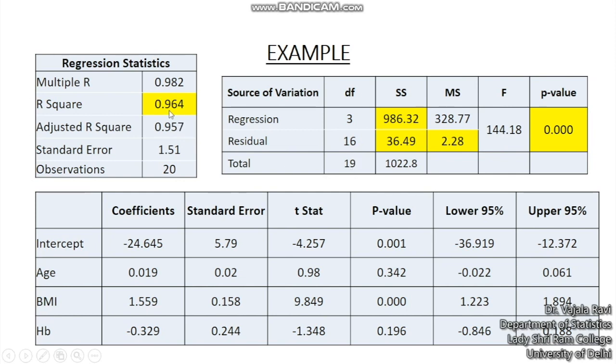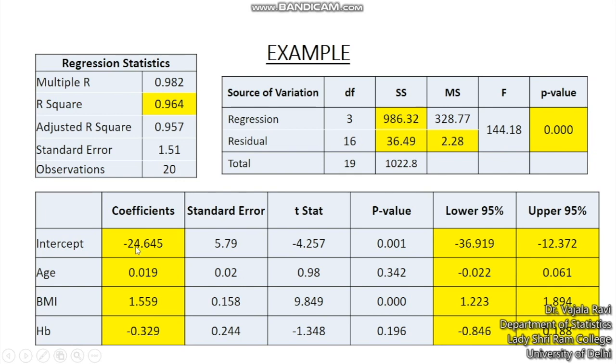In fact, if you see, 96.4% is a very high value of R square. It's almost equal to 1. So considering the fact that this is almost equal to 1, the regression model appears to be really good. And of course, this is your explained variation, this is your unexplained variation. The estimate of sigma square is 2.28, which is nothing but mean squares due to error. Now looking at the next table, it's the coefficients which interest us.